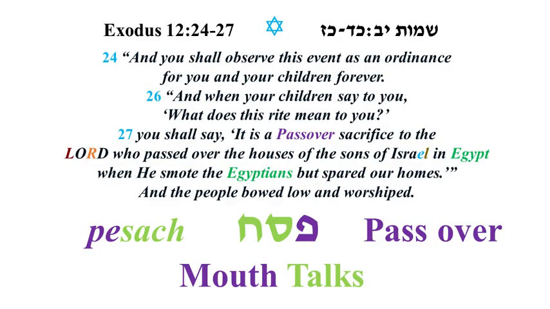Look in Exodus 12:24. And you shall observe this event as an ordinance for you and your children forever. And when your children say to you, what does this rite mean to you? And you shall say, it is a Passover sacrifice to Yahweh, who passed over the houses of the sons of Israel in Egypt, when he smote the Egyptians, but spared our homes. And the people bowed low and worshipped.